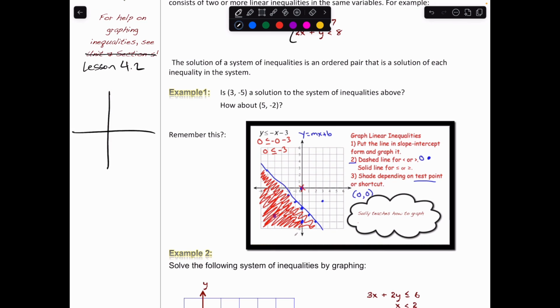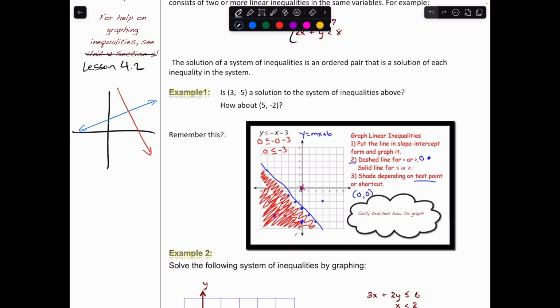In chapter 3, when we had systems of equations, we graphed two lines. So we may have had a blue line for one equation and let's say a red line for another equation. And the solution to that system of equations, when we solve it graphically, would be where those two lines cross, because that point is on both lines.